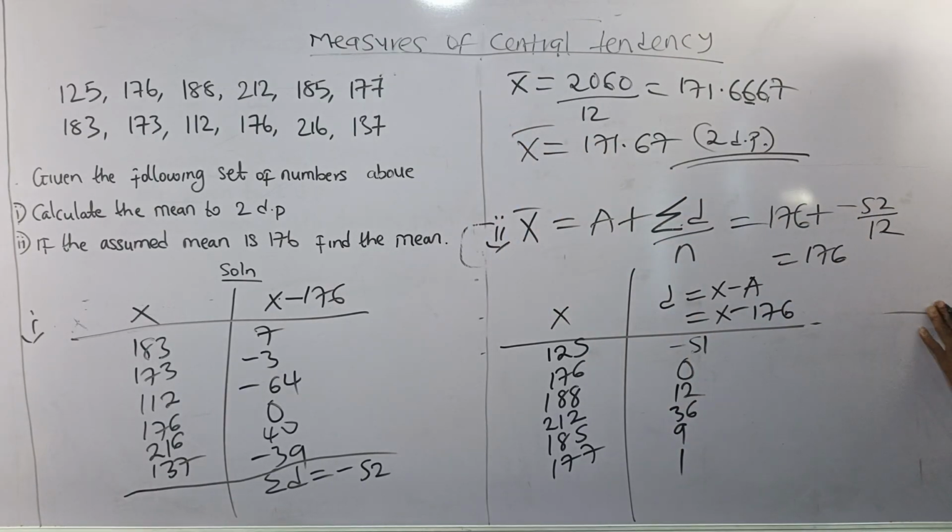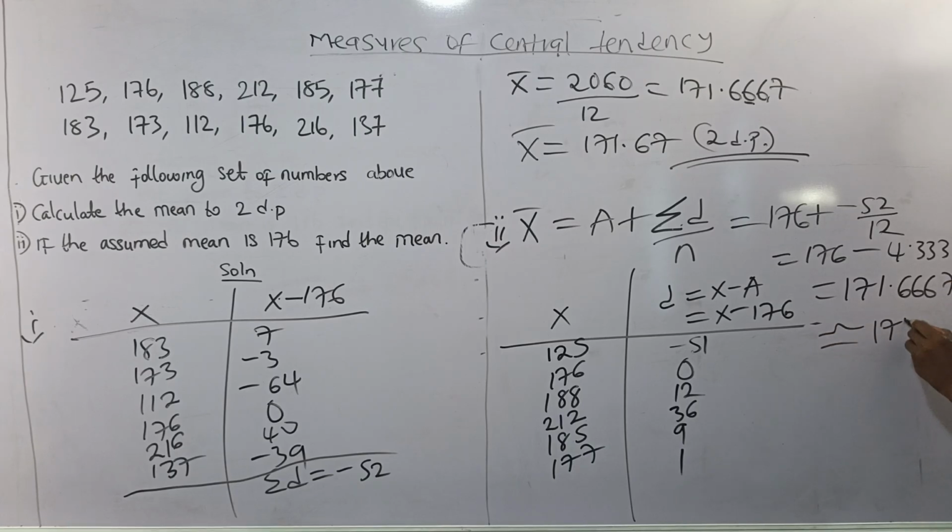Now I have 176, plus minus is minus, and 52 divided by 12 will give me 4.333 and so on. And I have 176 minus my answer given. So therefore I have 171.666, which can be approximated to 171.67 to what? 2 decimal places.